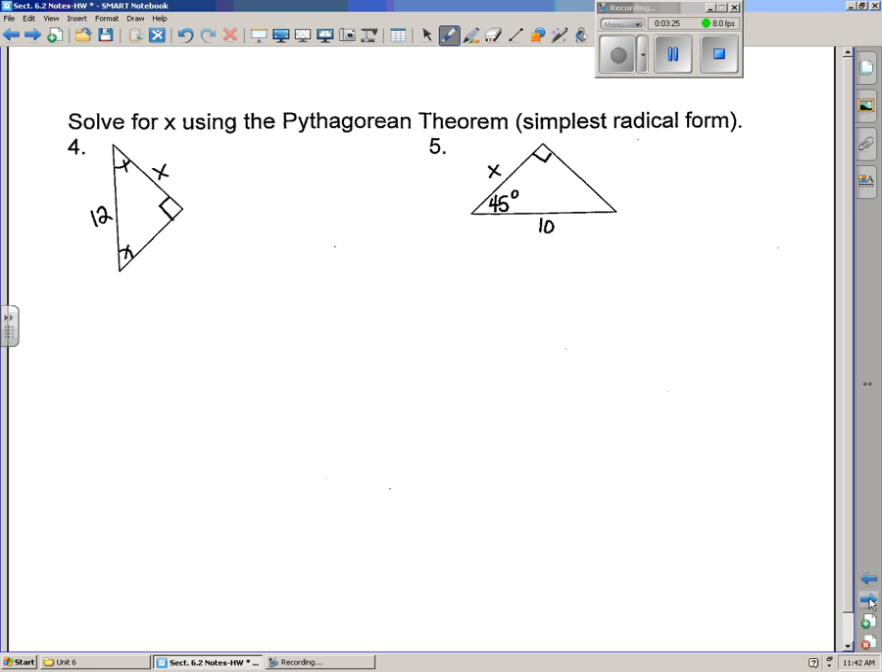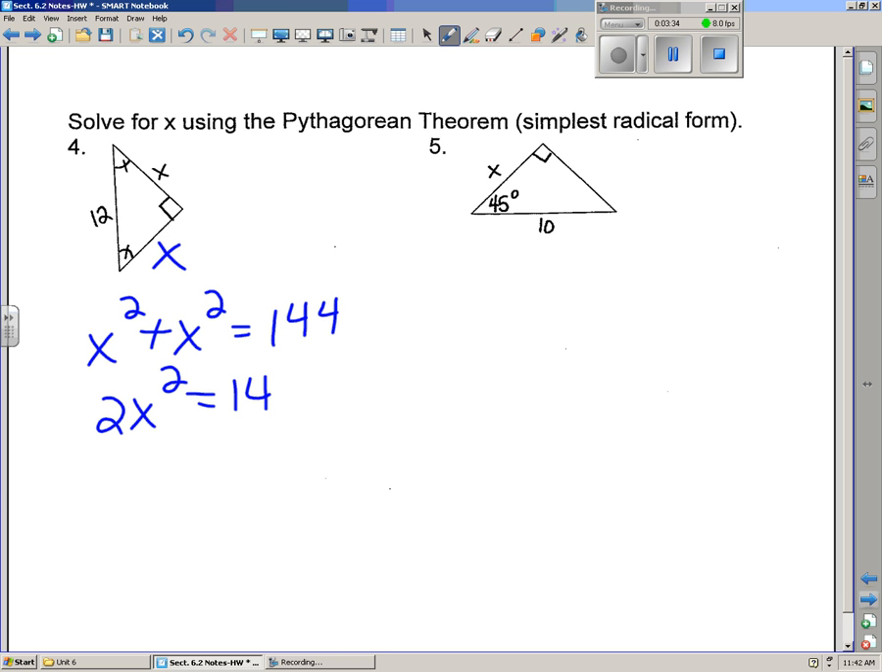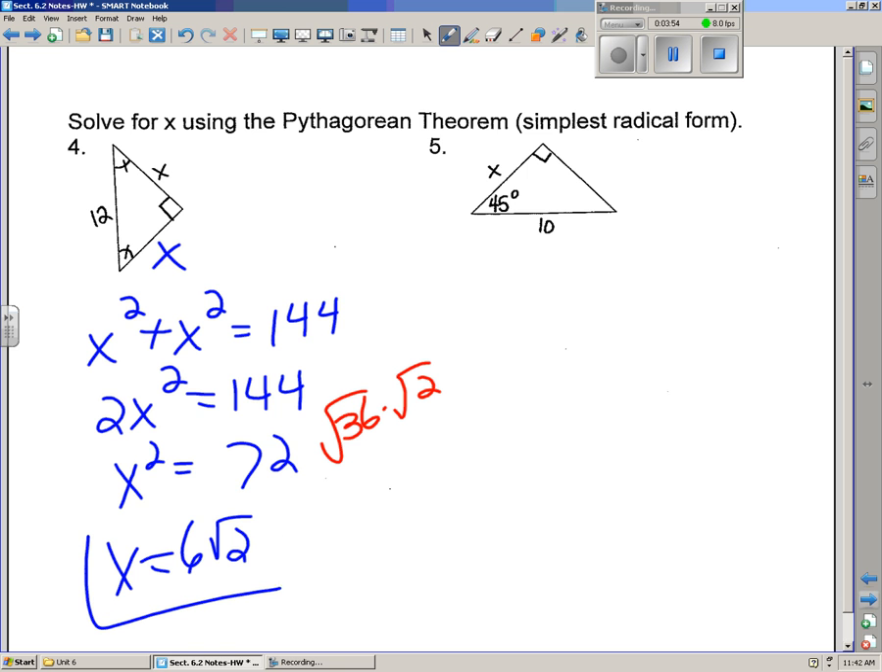So on 4, I know that both of the legs are x, so x squared plus x squared equals 12 squared, which is 144. 2x squared equals 144. If I divide out 2 from both sides, I get x squared to be 72. And if I simplify 72 as a radical, it's 36 times 2, which in this case, x is going to be 6 rad 2. So a leg is going to be 6 rad 2.